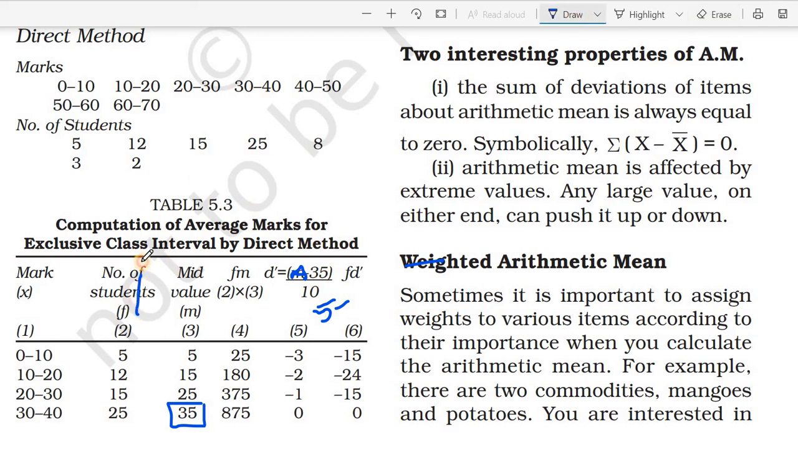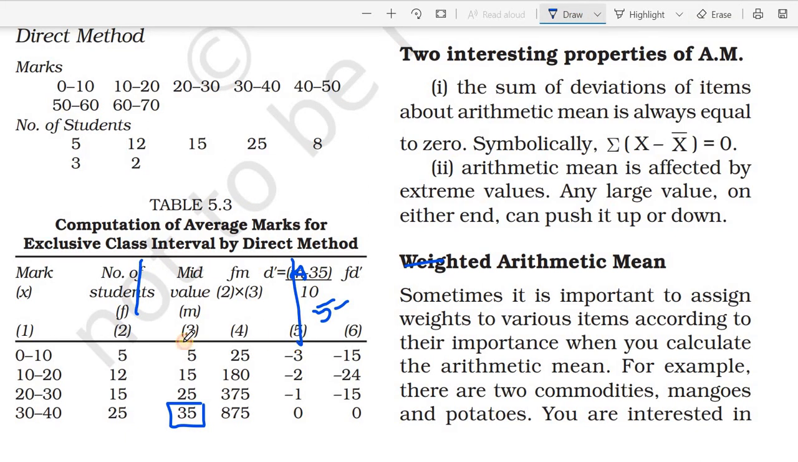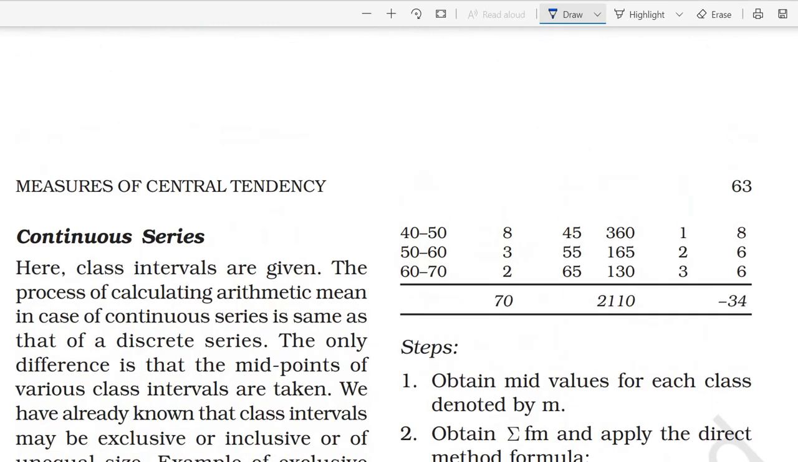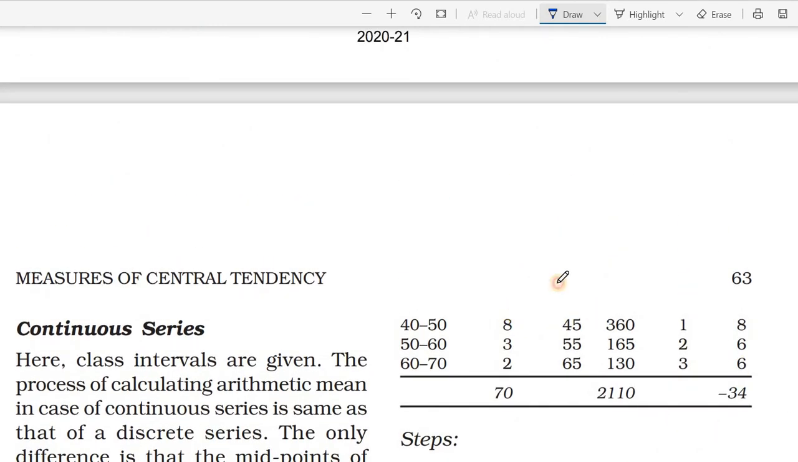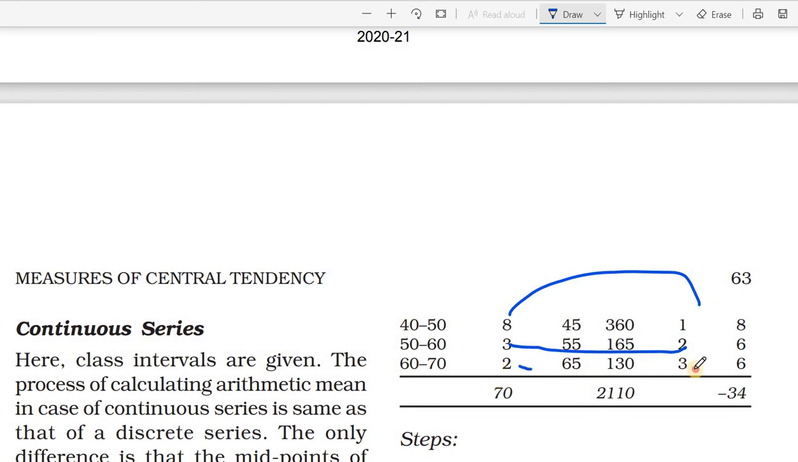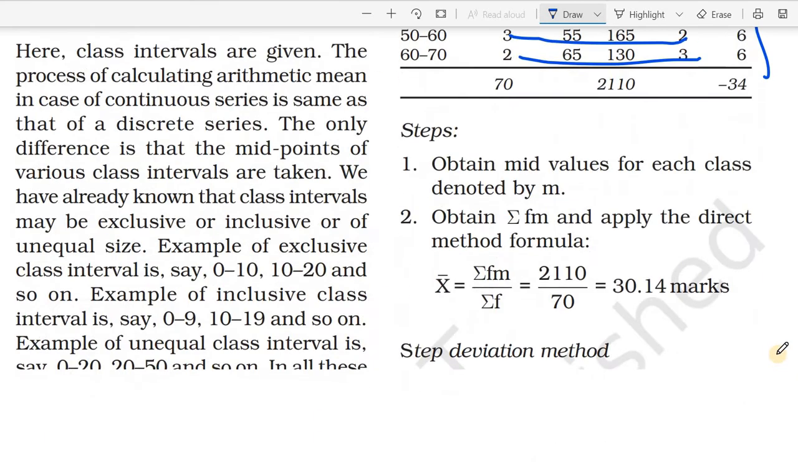Okay, then next step we need to find out this deviation into frequency. This is the frequency column, this is the deviation. 5 into minus 3, 12 into minus 2, 15 into minus 1, 25 into 0. Like that we need to find out the values. 8 into 1, then 3 into 2, 2 into 3. Then we need to add these values.